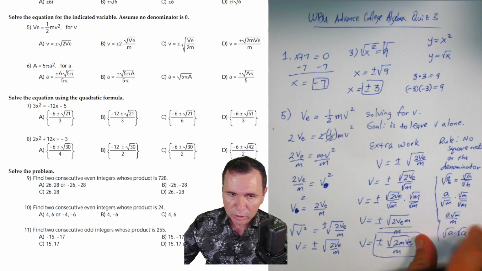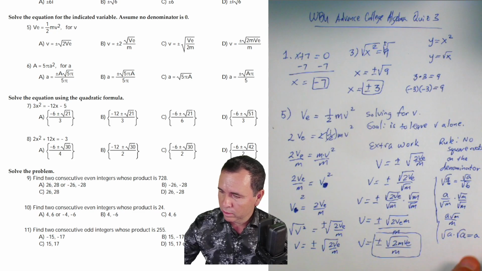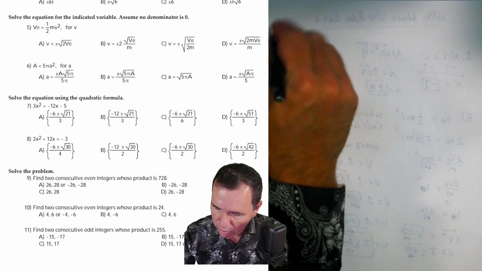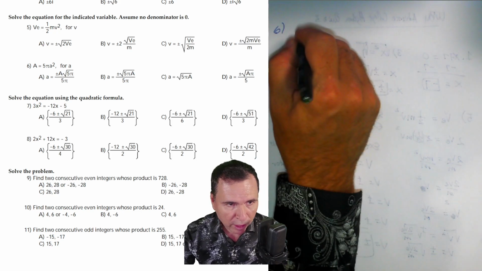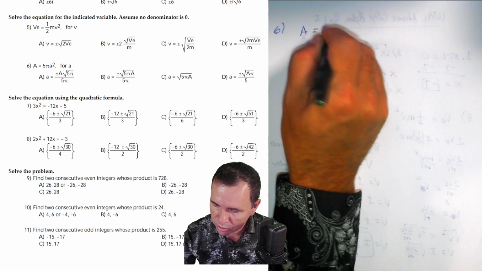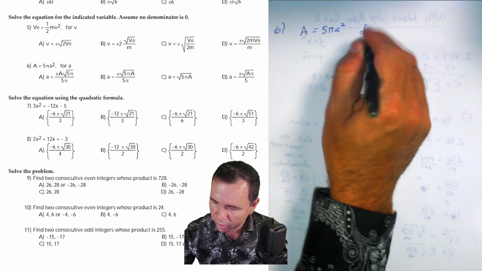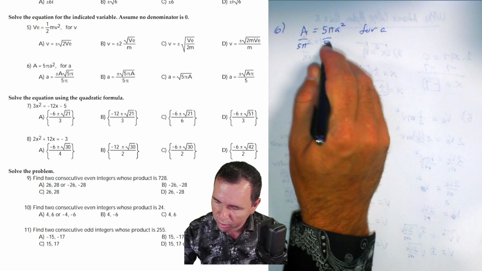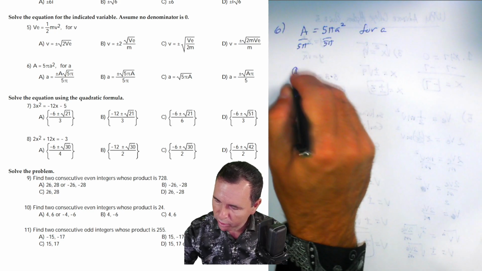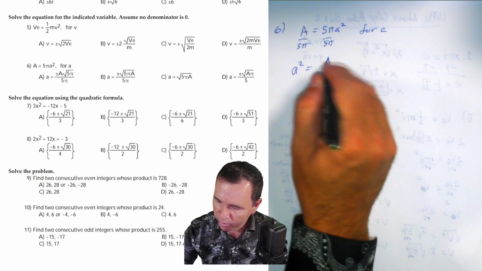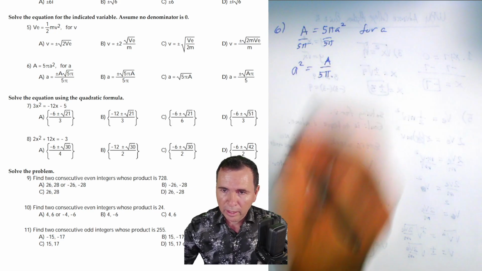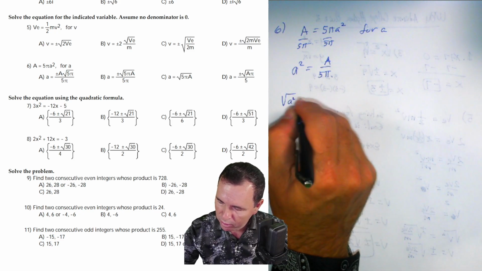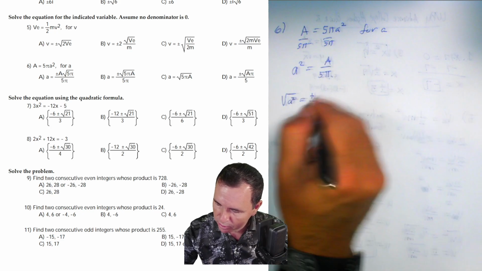Okay, let me help you with number 6, because I know these are not easy to do the first time you do them. So let me go ahead and help you, okay? So we have an area is equal to 5 pi A squared. Solve for A. So what we do is we divide both sides by 5 pi. So I got A squared equals A over 5 pi. And again, we apply the same rule. We take the square root of both sides, and we put a plus or minus like this.